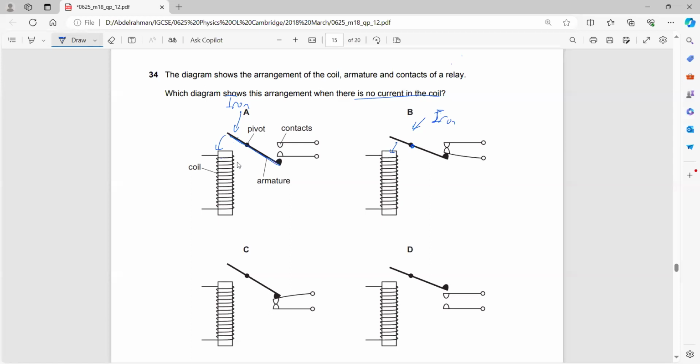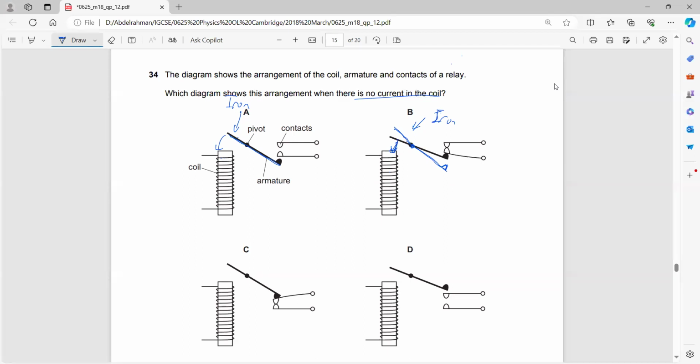How is this correct? I'll show you the wrong answers. In B, there's no current in the coil, so this armature should be facing a bit downwards. Why is it now attracted? There is a slight difference between A and B. If you compare A and B, you'd find that B is slightly attracted to the coil.